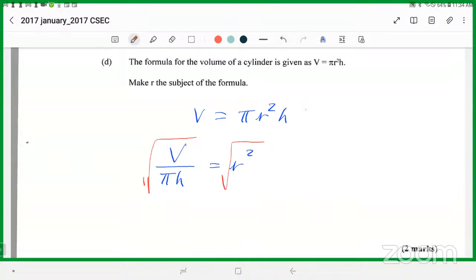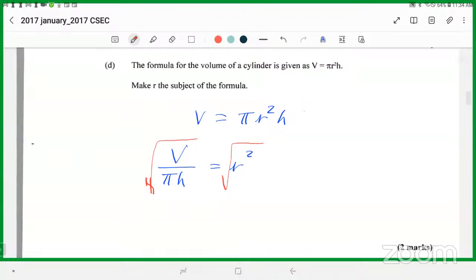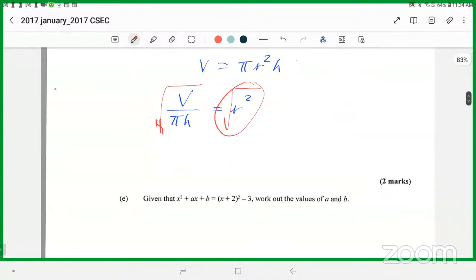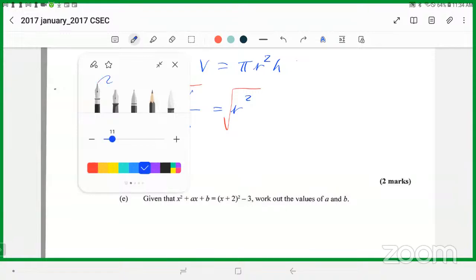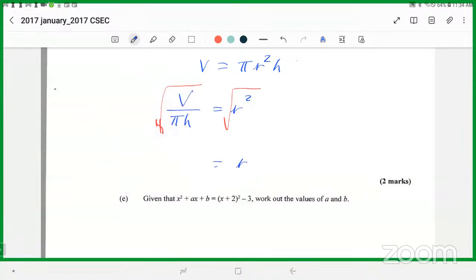Let me leave that in red. And so the final answer then is that this side becomes r, is equal to the square root of v over pi h. Since I put r as the subject, I'm going to rewrite it and put r on the left side now. Let's turn it around. And so r is equal to the square root of v over pi times h. That's the answer right there.